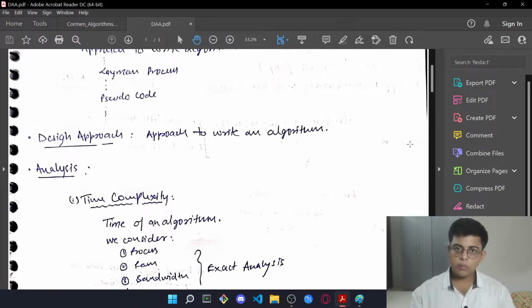First, you have to look into the problem, see the data sets, and gradually proceed into selecting the algorithm, and accordingly designing the algorithm. That is all that the design approach is.